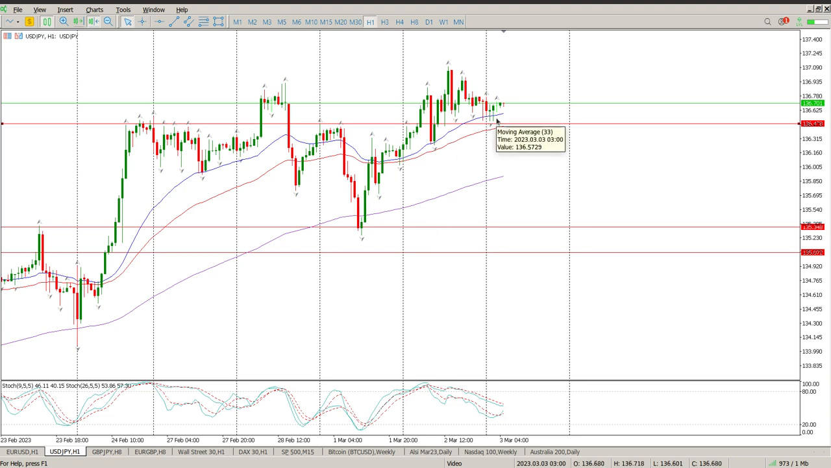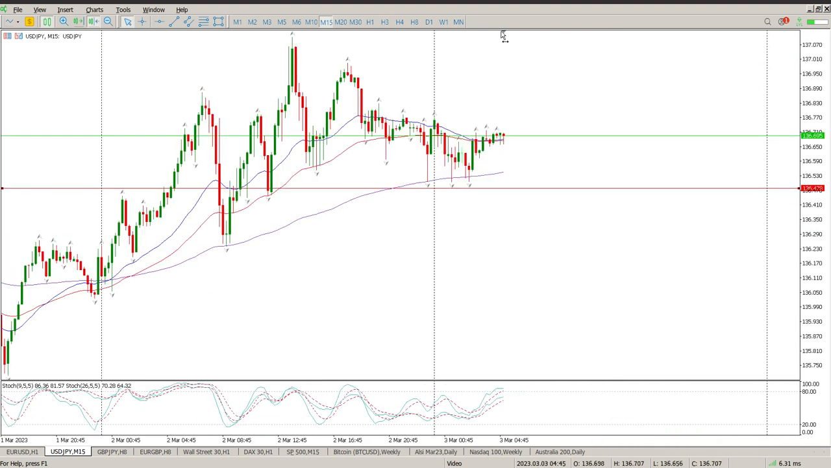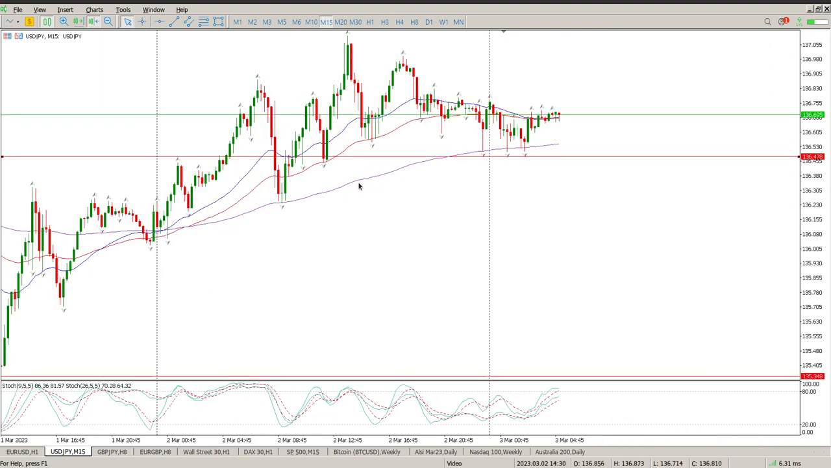This is the line in the sand. If we do get below this and start rejecting this, it would be well worth just opening a chart on a lower time frame and start watching what is going on. But if you look at the 15 minutes here, the buyers are still here.